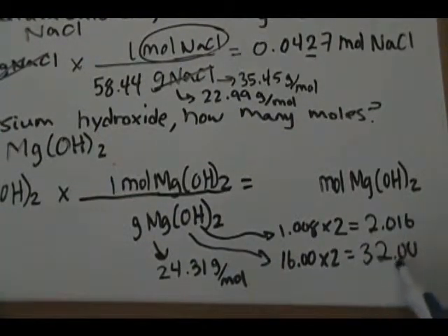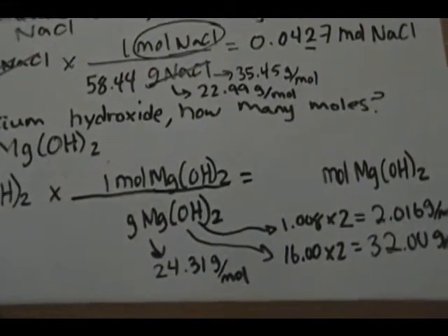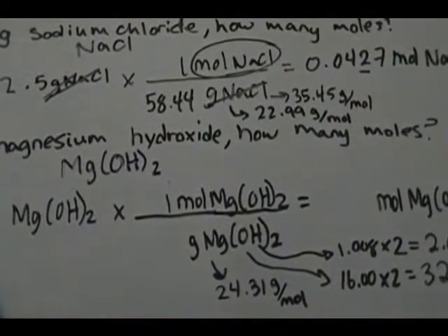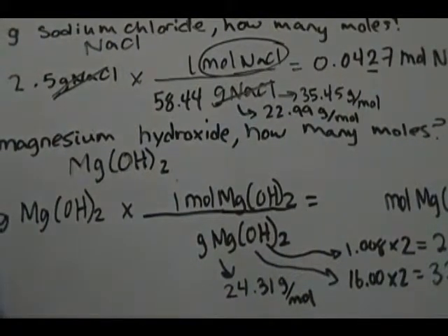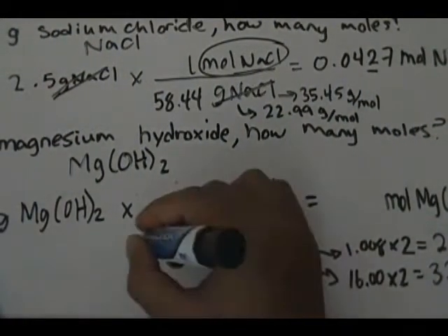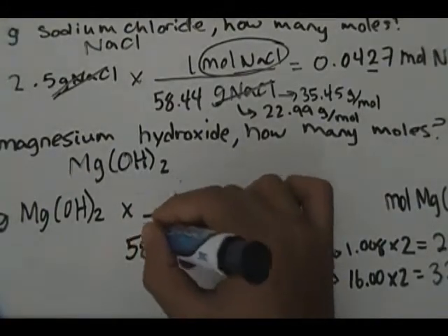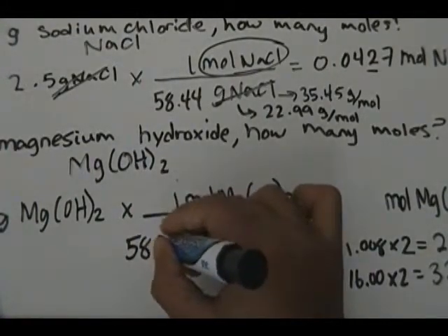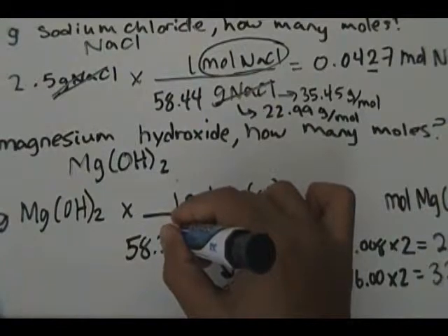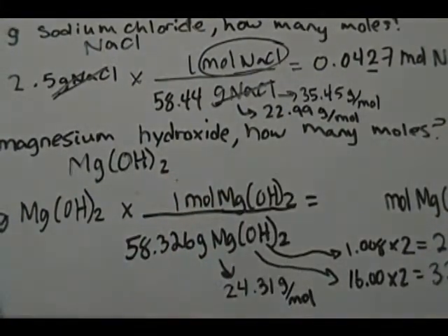This 2.016, the 32, and the 24.31. Again, they're all in units of grams per mole. I can show you under the corner so you believe me. Sum all of them together, you get a total mass of 58, I believe. Double check this as well, guys. 58.326. That's the molar mass of magnesium hydroxide.